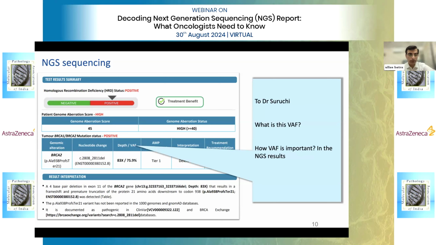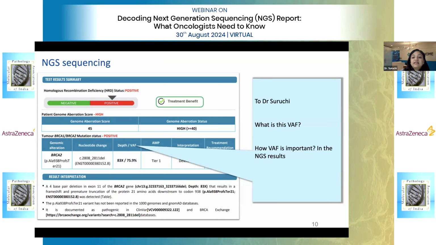Dr. Suruchi, because time is short, tell me: if you have a VAF of 4.8% for EGFR in a tumor cellularity of 30%, what will you write as the implication? Driver mutation, L858R, 4.8% VAF. We mention it along with the total depth. Yes, Dr. Suruchi, so answer my question.